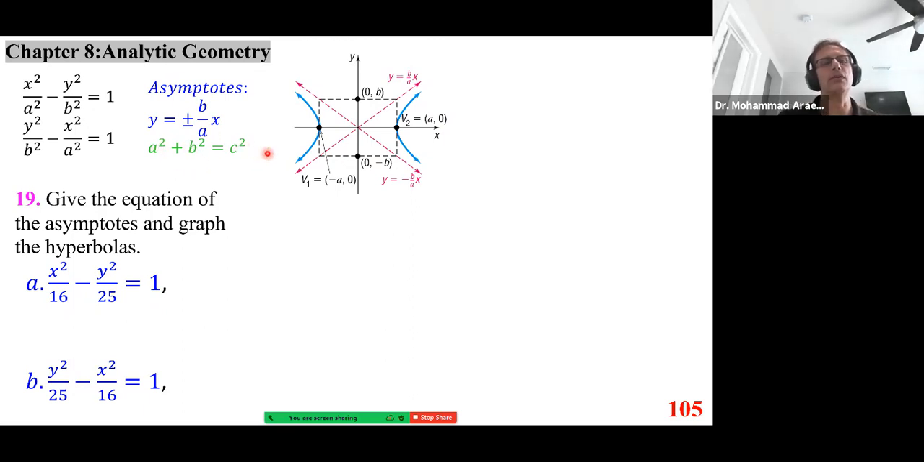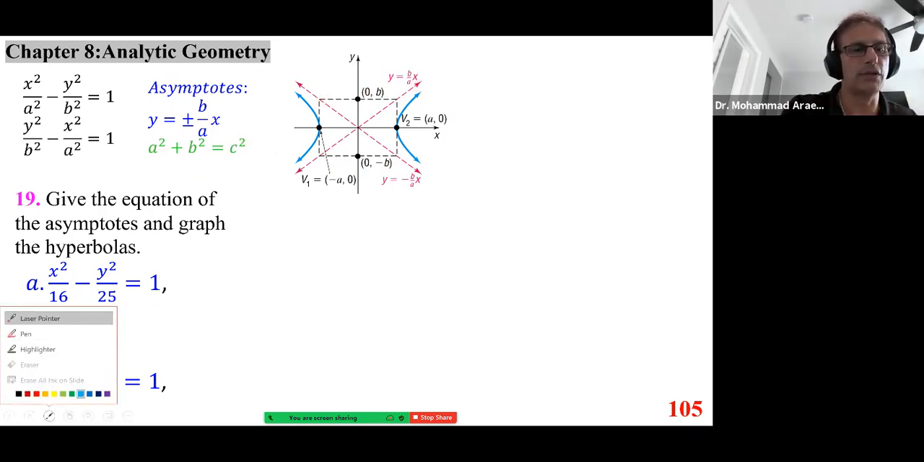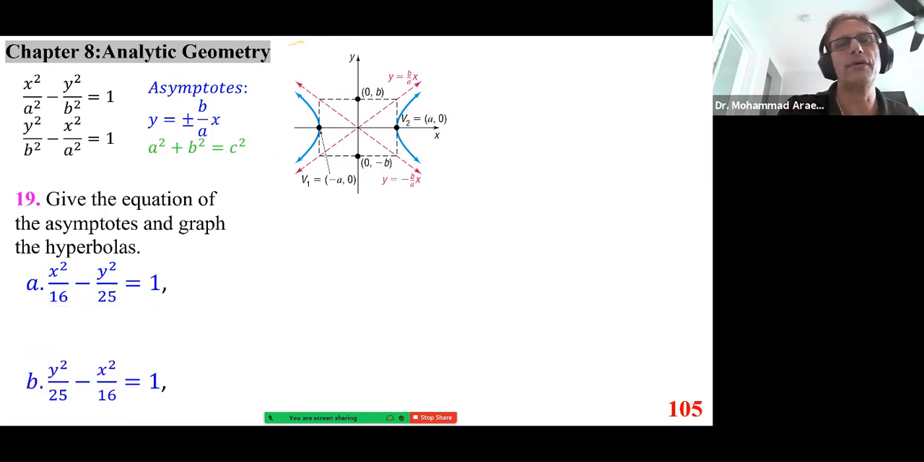In the case of hyperbolas, always a squared plus b squared equals c squared. This is known as the fundamental rectangle. So it's helping you graph the asymptotes.